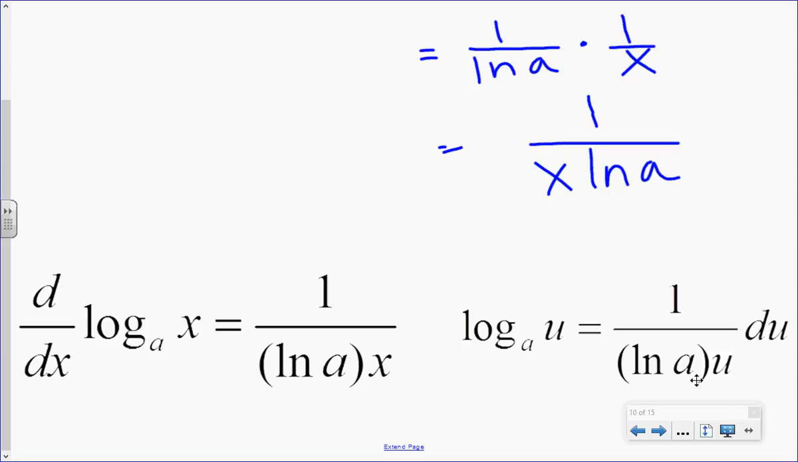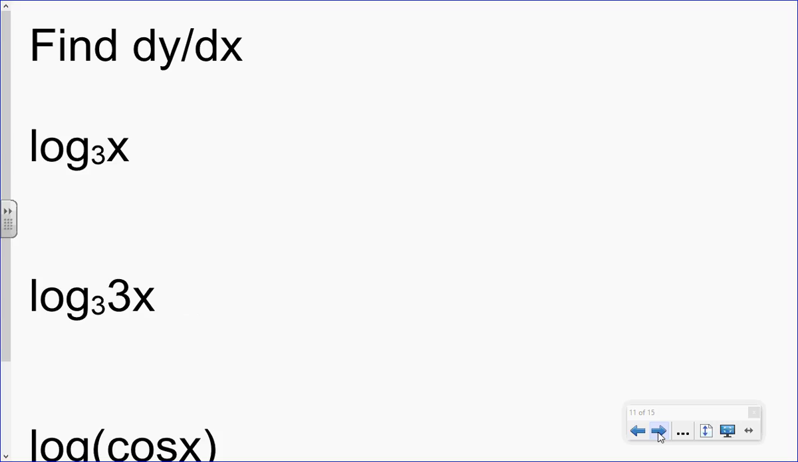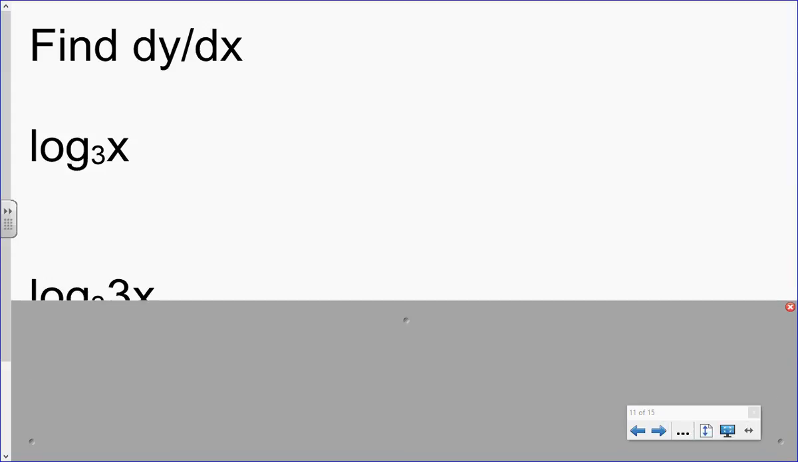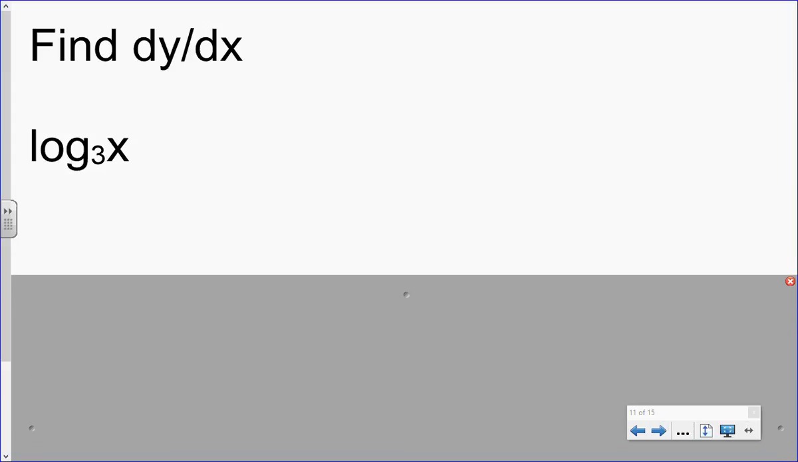Okay, and just like before, if we have something else inside that's not x, then we would have to apply the chain rule. This is just a different way of writing it. We're going to go through a few examples for this, and then I'm going to show you one technique that can save us with some tricky problems. Okay. We will start small. Log base 3 of x.